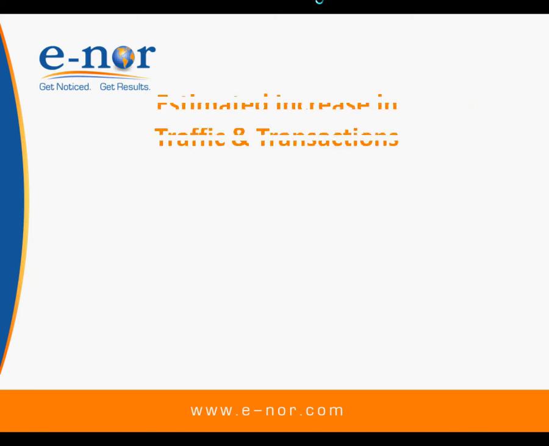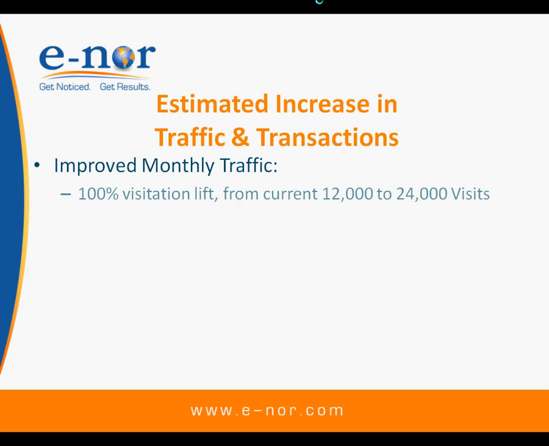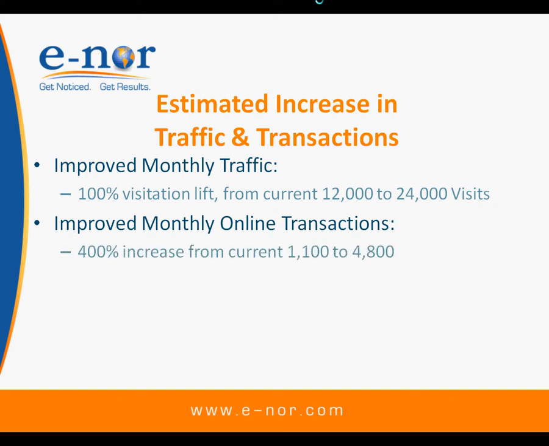Now, what happened during those marketing campaigns? We noticed on the average, in that peak period, we had about a 100% visitation lift, from 12,000 visits to 24,000. So that's very good. We also had a noticeable increase in the number of online transactions, 400%. We went from 1,100 transactions to 4,800, and the average value was still about the same. I guess we didn't try to do a whole lot of upselling. The goal was to just get more sales.